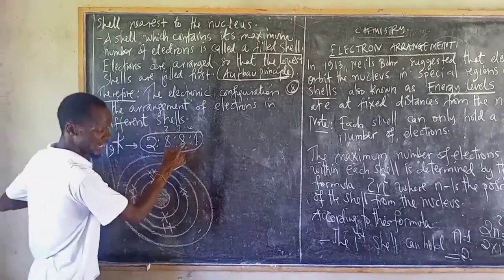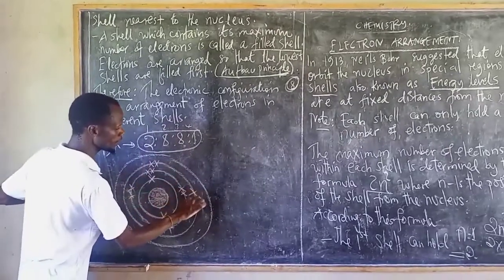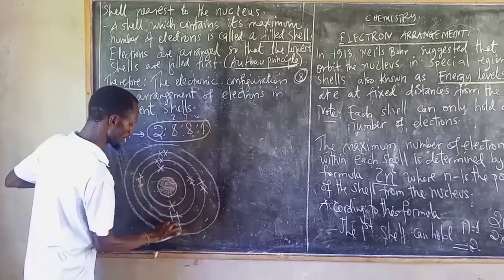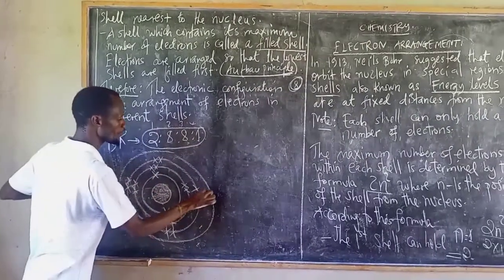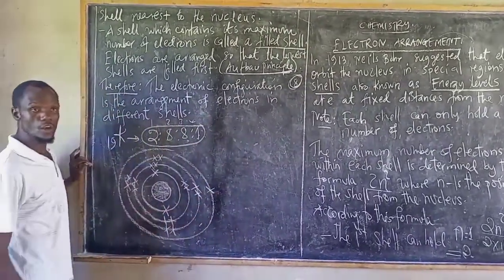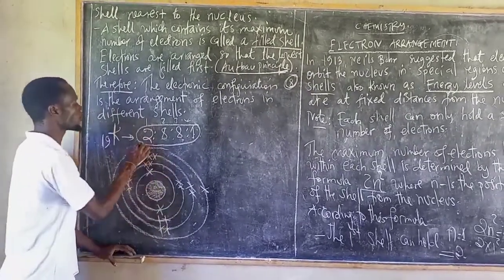Then the third one, we have 8 electrons. Write them in pairs. Write them in pairs. And then let's see, we have only 1 electron. So this is the diagram in which we represent the electronic configuration of potassium.